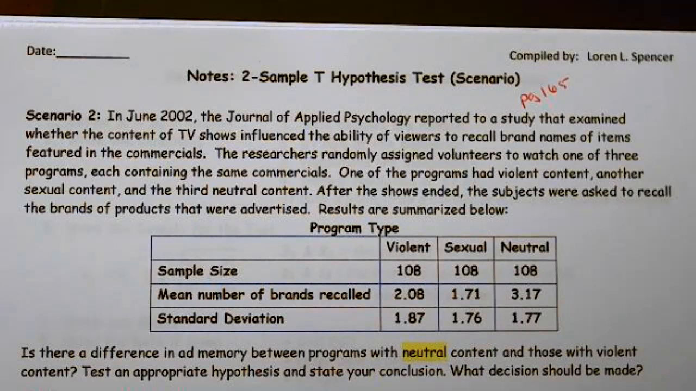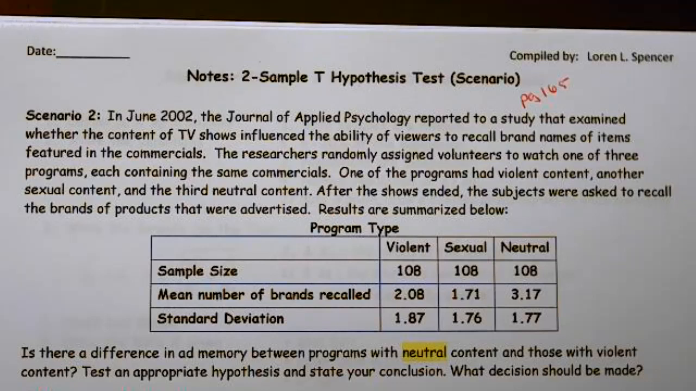influenced the ability of viewers to recall brand names of items featured in commercials. The researchers randomly assigned volunteers to watch one of three programs, each containing the same commercials. One of the programs had violent content, another sexual content, and the third neutral content. After the shows ended, the subjects were asked to recall the brands of products that were advertised.